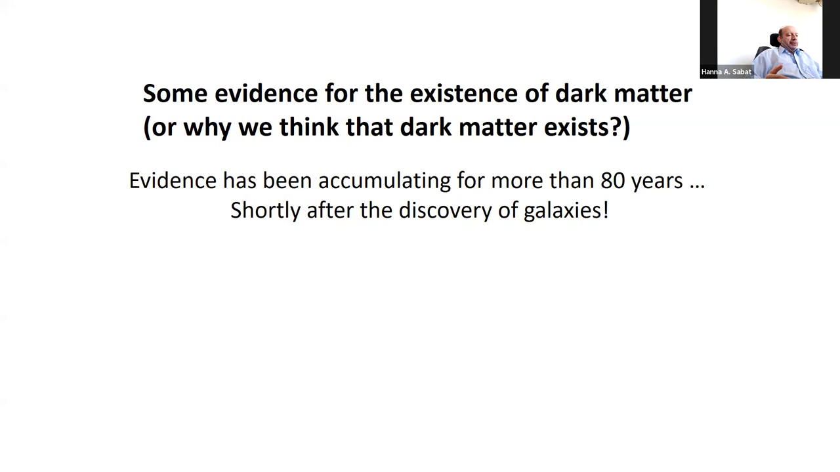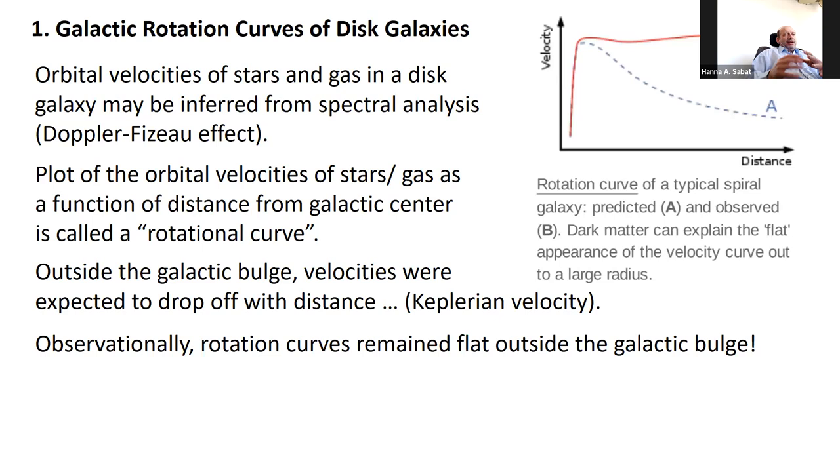know. Now, if we go to a later stage, in the 1960s, by studying what we call rotation curves. What do we mean by that? If we study how galaxies rotate around their galactic bulges or centers, we can do this using either the orbital velocities of stars or of gas. This can be done using spectral analysis, using the Doppler-Fizeau effect. We can estimate the rotational or orbital velocities of stars and gas as a function of distance from the center of the galaxy.